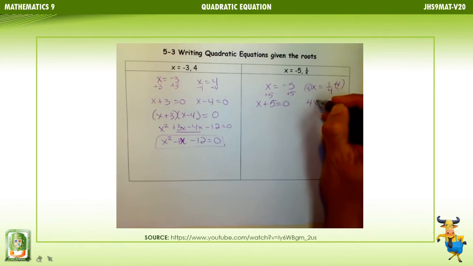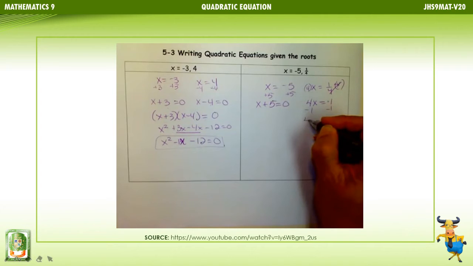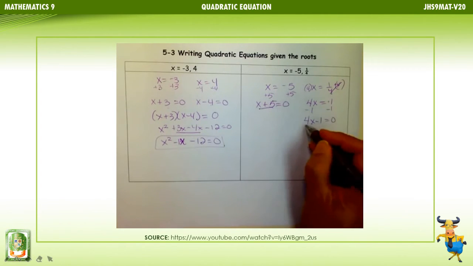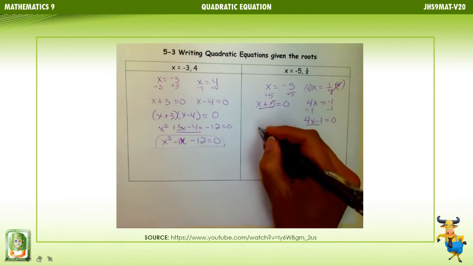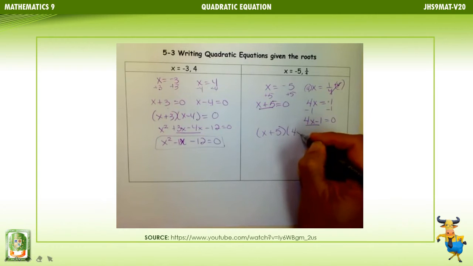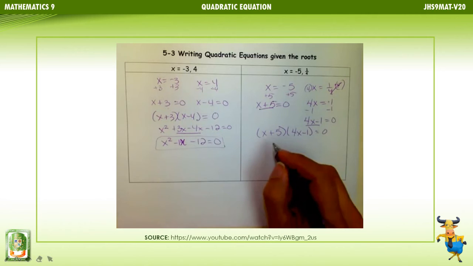So now I'd have 4x equals 1, because those would cancel out. And then that's when I minus. So that's plus -1 for both sides. So I'd actually get 4x minus 1 equals 0. So now these are the two factors that I had set equal to 0 if I was solving it. So I put them back in the parentheses, and then I use FOIL to find the equation.